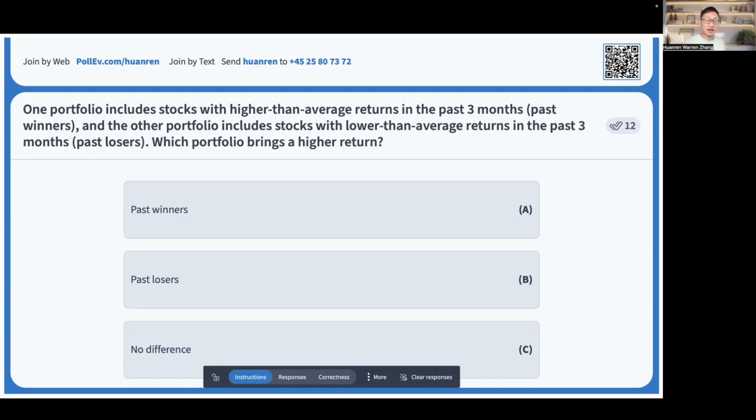Think about this. And next, a related, very similar question, but the time span that you are considering is different from the previous one. One portfolio includes stocks with higher than average returns in the past 3 years. We call those stocks past winners. And the other portfolio includes stocks with lower than average returns in the past 3 years. We call those past losers. Which portfolio brings you a higher return?